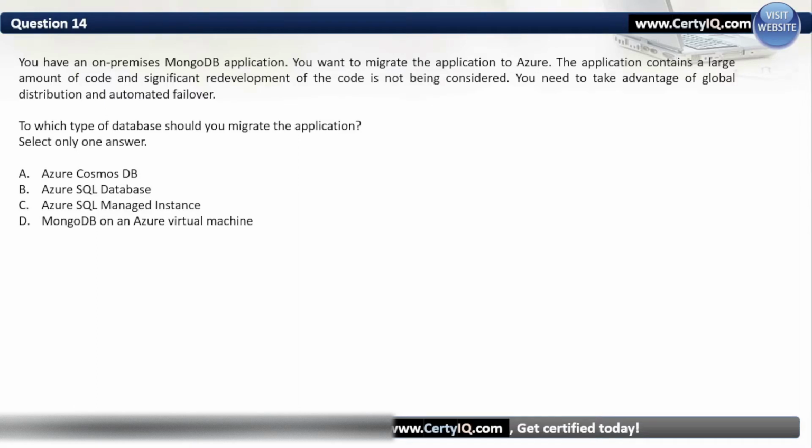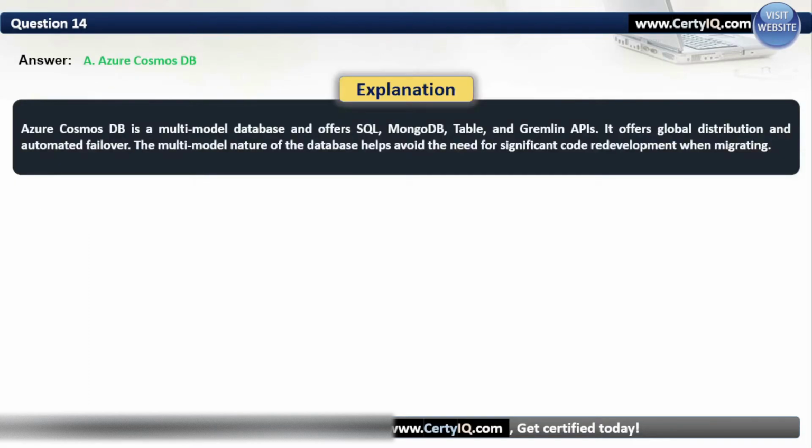The correct option is A. Azure Cosmos DB. Azure Cosmos DB is a multi-model database and offers SQL, MongoDB, Table, and Gremlin APIs. It offers global distribution and automated failover. The multi-model nature of the database helps avoid the need for significant code redevelopment when migrating.